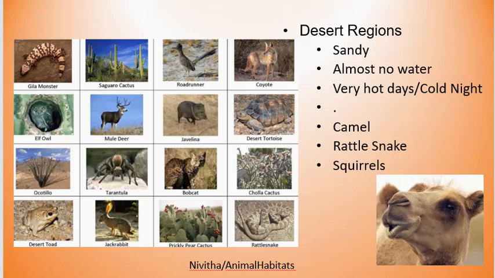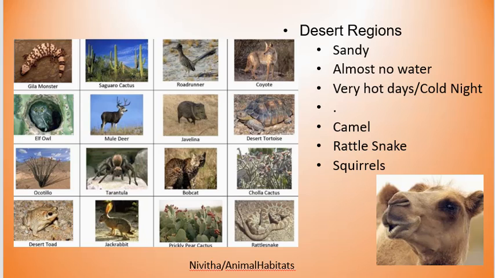Now we have the desert region. In the desert region you find a lot of animals. What is a desert? Desert is a place which is full of sand. Desert is a place where there is scanty rainfall. Desert has very little water. The days are very hot in the desert and the nights are very cold. In spite of such a troublesome climate, there are lots of animals that survive in the deserts.